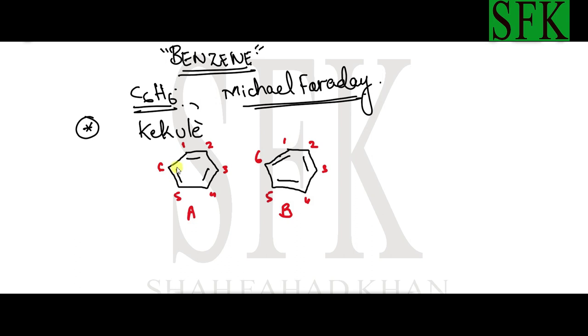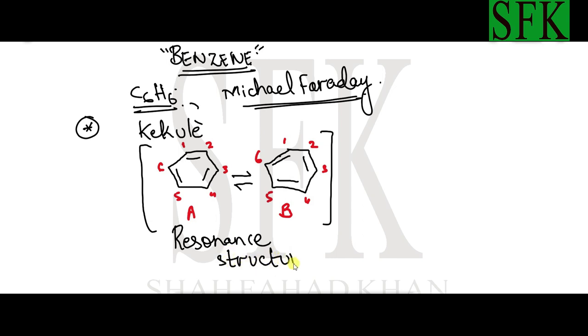The other two bonds have also shifted. This 6, 5 bond has come to 5, 4 in this diagram, and this 4, 3 bond has gone to 3, 2. So these are the two structures that Kekulé gave, and these structures are basically known as the resonance structures or the resonance hybrids of benzene. Resonance structures. So according to the resonance structures, benzene has three alternating carbon-carbon double bonds and three alternating carbon-carbon single bonds.